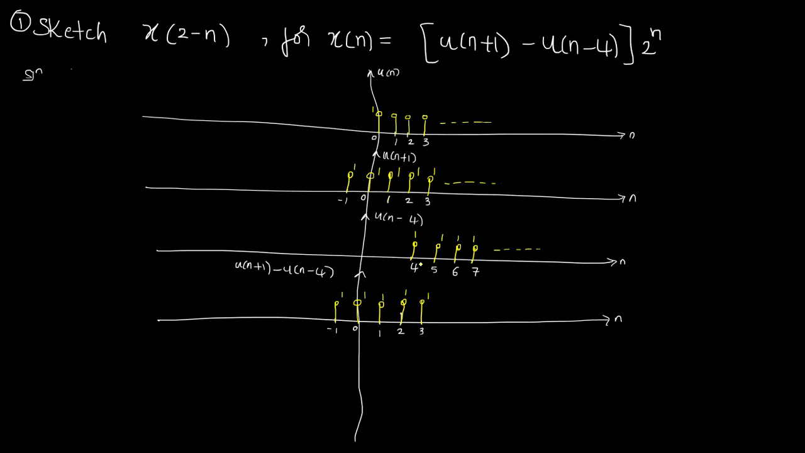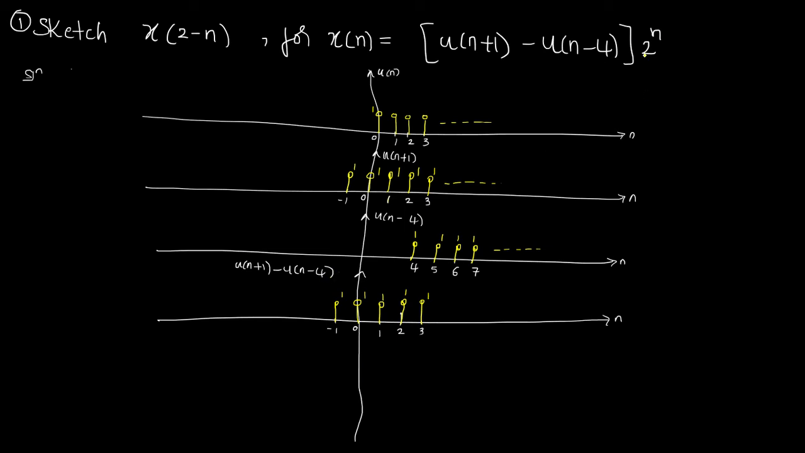From where onwards will you get 0? From n is equal to 4 onwards. N is equal to 5, n is equal to 6, n is equal to 7, etc., up to infinity, you are going to get 0. So I have to write my signal only from minus 1 to plus 3. No need to write any signal from 4 onwards, because 1 minus 1 from n is equal to 4 onwards is 0. So this is my signal u of n plus 1 minus u of n minus 4.